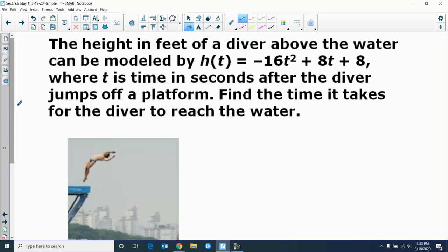All right, a little bit of a word problem here. It said the height in feet of a diver above the water can be modeled by a function. H of t equals negative 16t squared plus 8t plus 8, where t is the time in seconds after the diver jumps off a platform. Find the time it takes for the diver to reach the water.